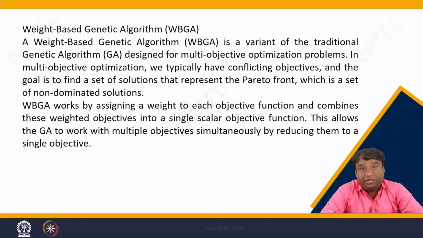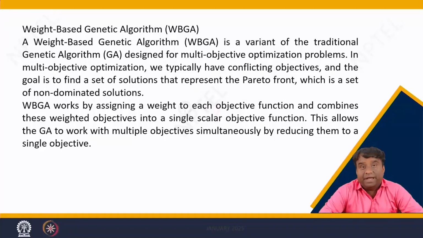The next one is the weight-based genetic algorithm, WBGA. A weight-based genetic algorithm is a variant of the traditional genetic algorithm designed for multi-objective optimization problems. In multi-objective optimization, we typically have conflicting objectives, and the goal is to find a set of solutions that represents the Pareto front, which is the set of non-dominated solutions.